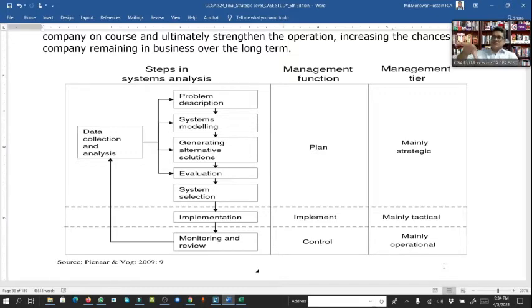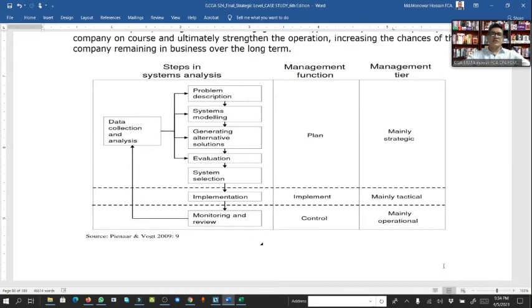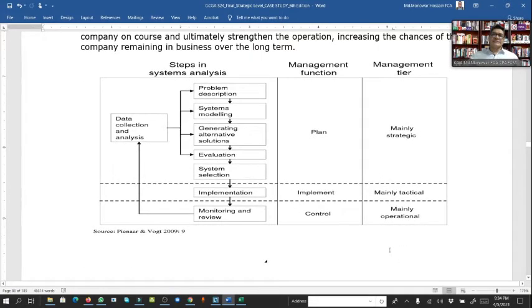It is the top management, that means senior management, who take the strategic plan, and the implementers are mainly at the practical or operational level, mid level, and control is mainly by operational persons, and the feedback again comes to the top management. This way strategic analysis can happen.